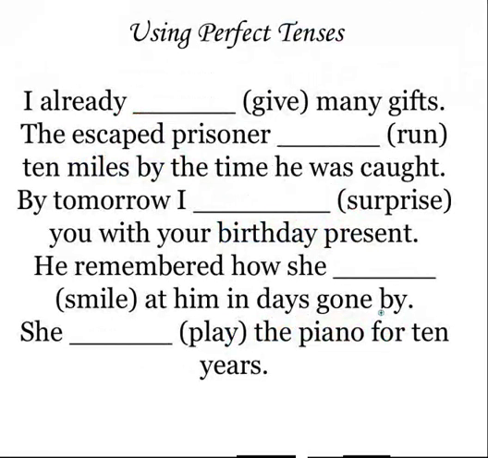All right, let's do some examples. Take a look at these sentences and see if you can figure out which perfect tense goes in each blank. I already, some form of give, many gifts. The escaped prisoner, some form of run, 10 miles by the time he was caught. By tomorrow, I, some form of surprise, you with your birthday present. He remembered how she, some form of smile, at him in days gone by. And she, some form of play, the piano for 10 years. Take a good look, pause the video if you need to.